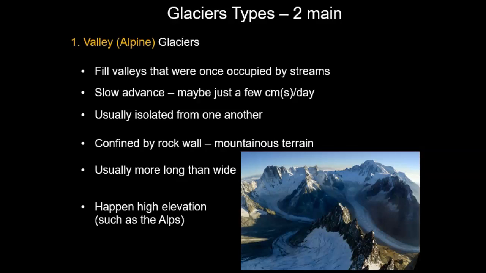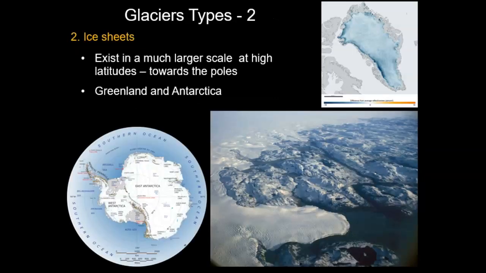These valley glaciers are also typically found in high elevation areas, such as the Alps in Europe, which is why they are also called alpine glaciers, after the Alps in Europe. The other main types of glaciers are called ice sheets. Ice sheets exist on a much larger scale, and they happen at high latitudes instead of high elevations.